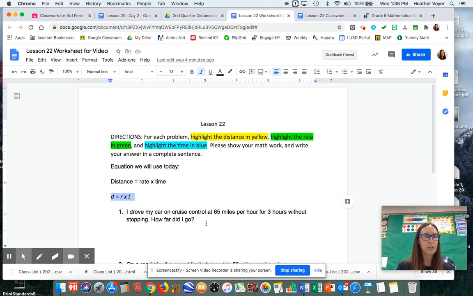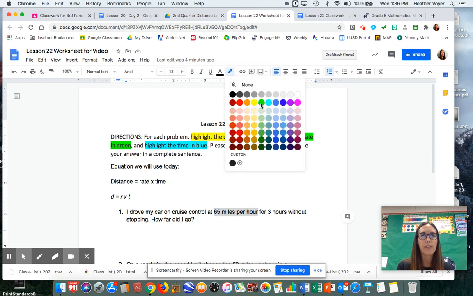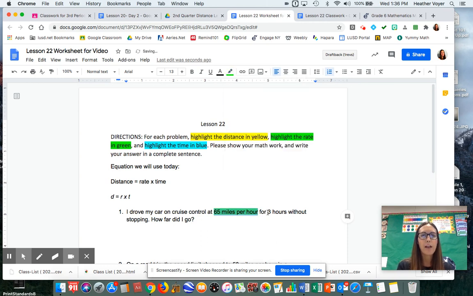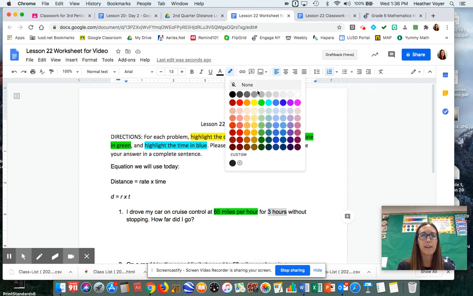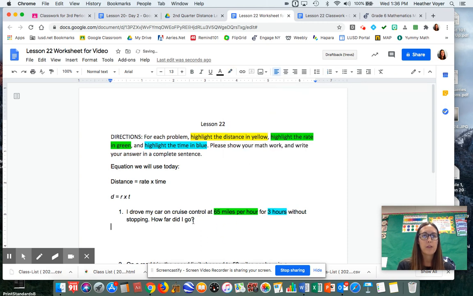Let's look at the first question. It says, I drove my car on cruise control at 65 miles per hour for 3 hours without stopping. How far did I go? So let's highlight what we see in the text. I see 65 miles per hour, and so I know that this right here is my rate, so I'm going to highlight my rate in green. I also see 3 hours. I know that 3 hours in this case is my time, and so I'm going to highlight that in blue.